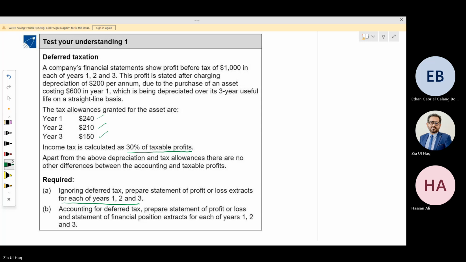If the tax department is saying you need to charge depreciation this rather than this, what is profit before tax and tax? You need to calculate profit after tax. Profit for year 1, year 2, year 3. What is your profit? 1,000, 1,000, 1,000.